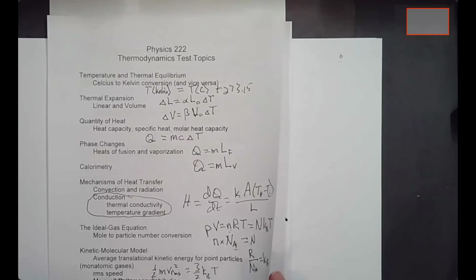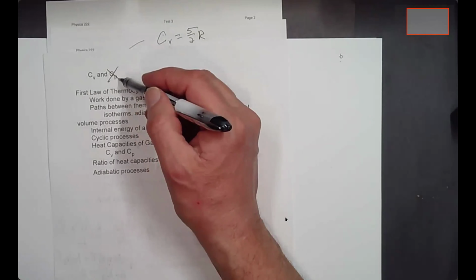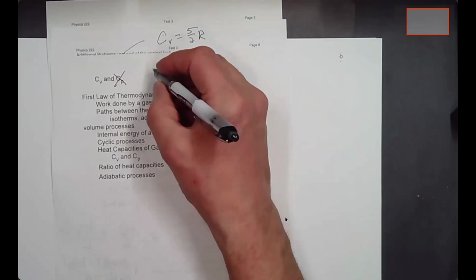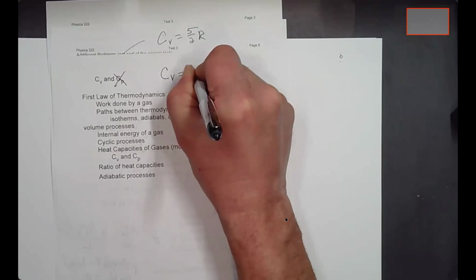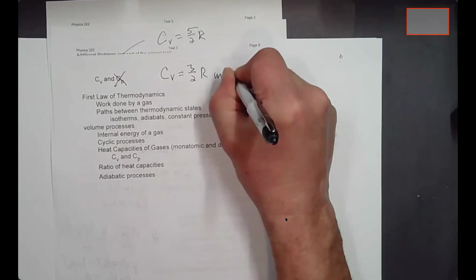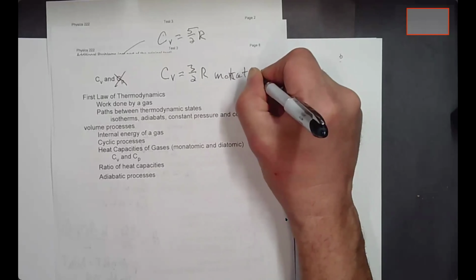Okay, heat capacities of gases and C_V and C_P. We did not do anything with the heat capacity at constant pressure. And I pretty much just dumped C sub V in your lap. That C sub V is 3/2 R for monatomic gases. Whoops, monatomic.